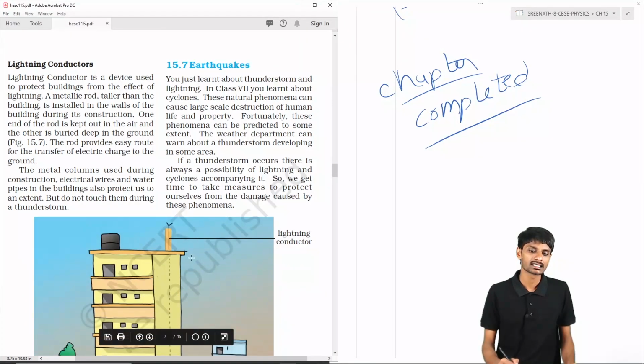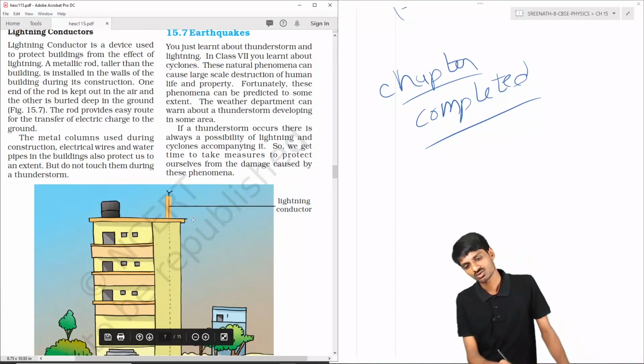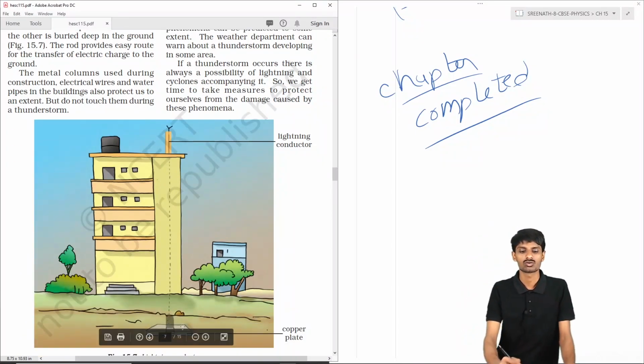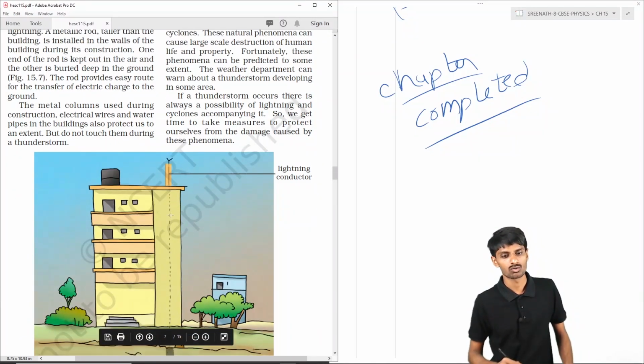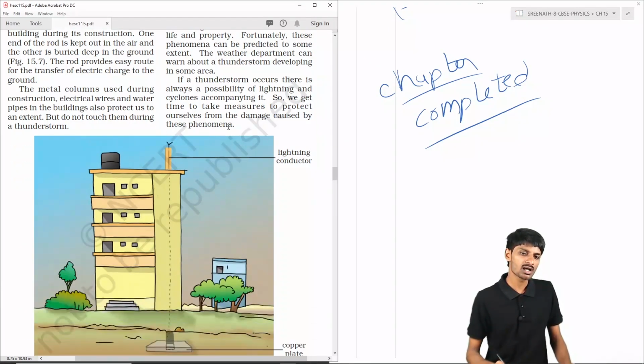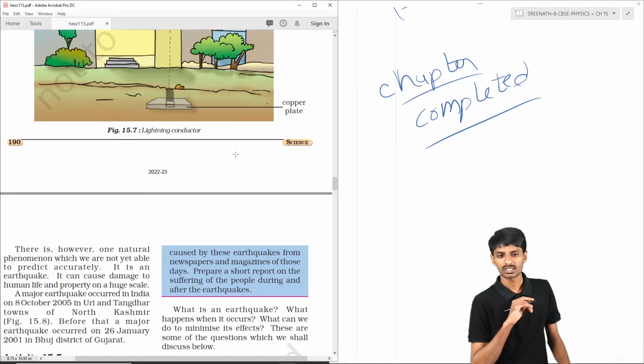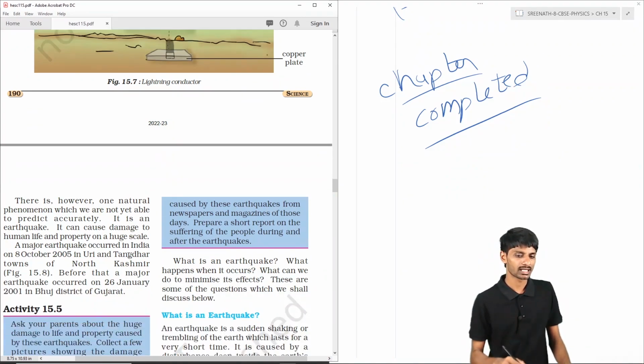Lightning conductors are metals which are inserted in buildings while constructing, so that there is a direct path to the ground and the charge will go into the ground. Next is the earthquake. It is another destructive thing. It lasts for a very short time, but it is very destructive and we can't predict it.